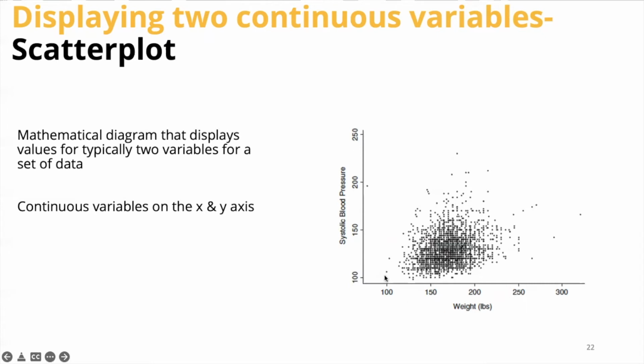So each dot represents a single patient and their weight and their systolic blood pressure values, and you just plot them. Statistical software can do this for you too, but if you're doing a scatter plot, you can actually plot a line of best fit through that data to understand the relationship between these two variables. So you could determine, for example, if people with increasing weight also had an increase in their systolic blood pressure.